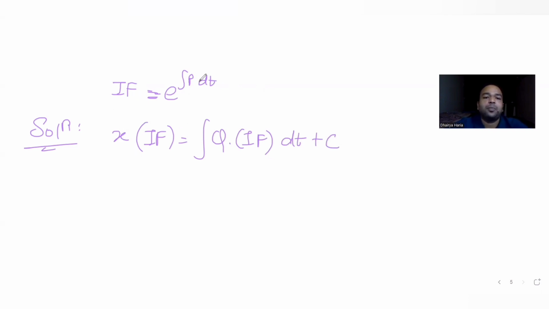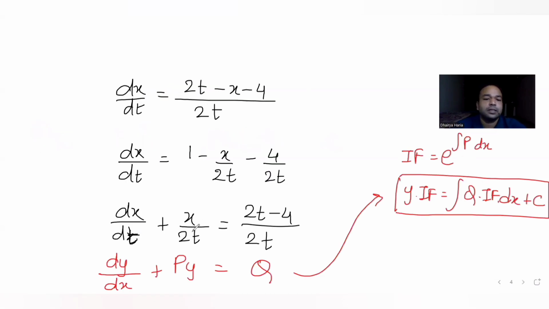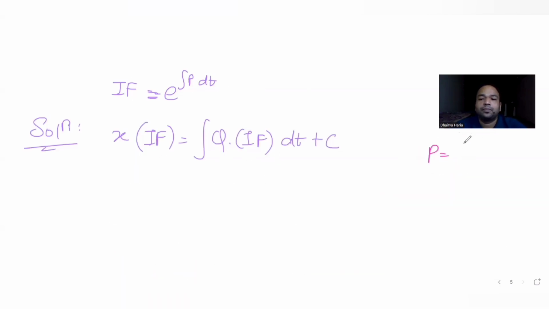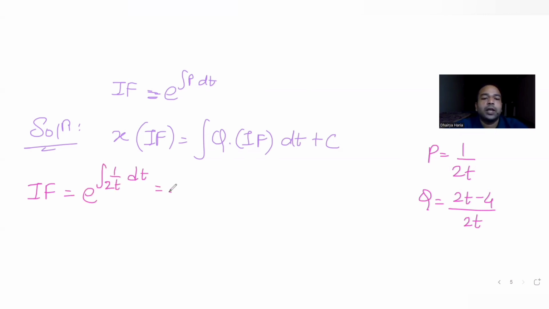So for the integrating factor, p we already have with us. P here in this case is 1 by 2t, and q here we have as (2t minus 4) by 2. So let's see. I find the integrating factor as e raised to integral 1 upon 2t dt. So you get e raised to half integral of dt by t, that is e raised to half into log of t, since the integral of dt by t is log of t. That gives you e raised to log of t raised to half.